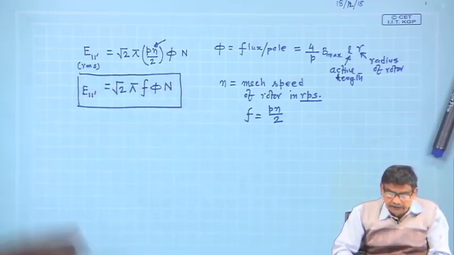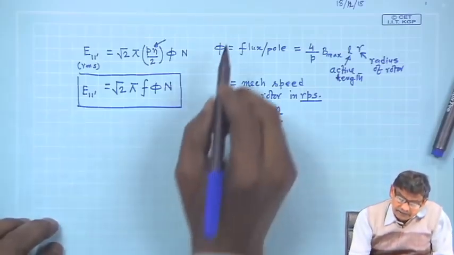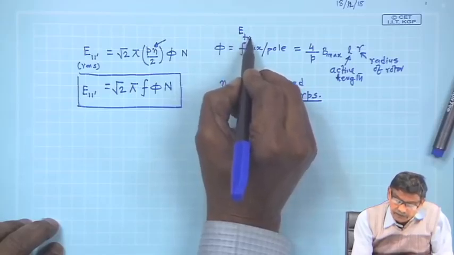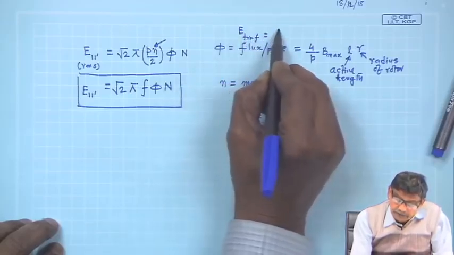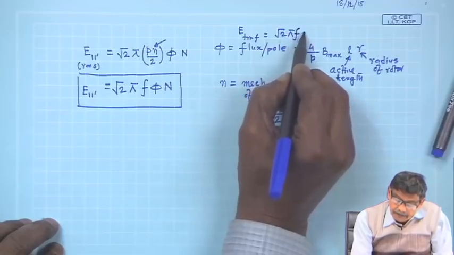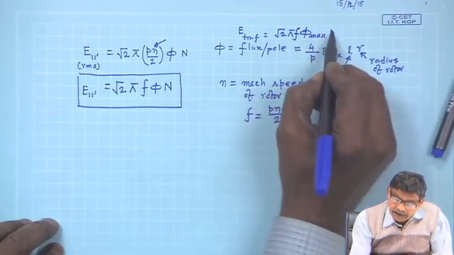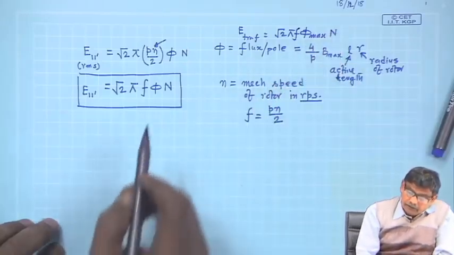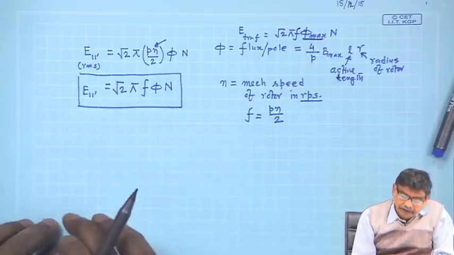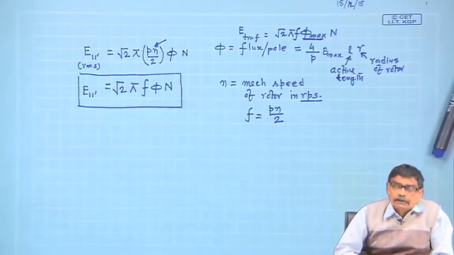This equation is similar to that of a transformer, but in the case of a transformer, remember, the RMS voltage is root 2 pi f phi max into N. So, it is phi max there, but it is phi here, for different reasons. So, it is easy to remember the formula.